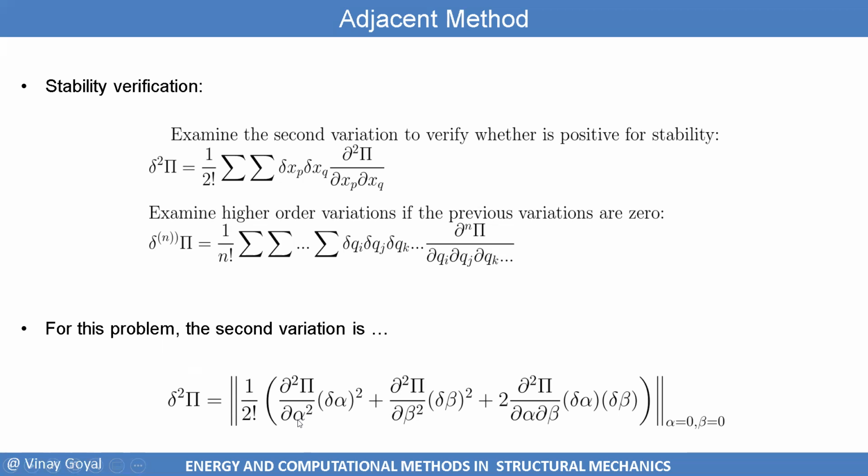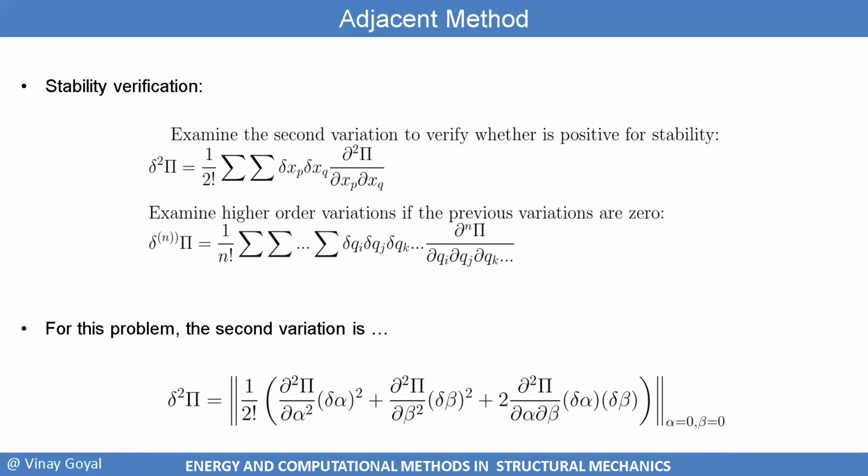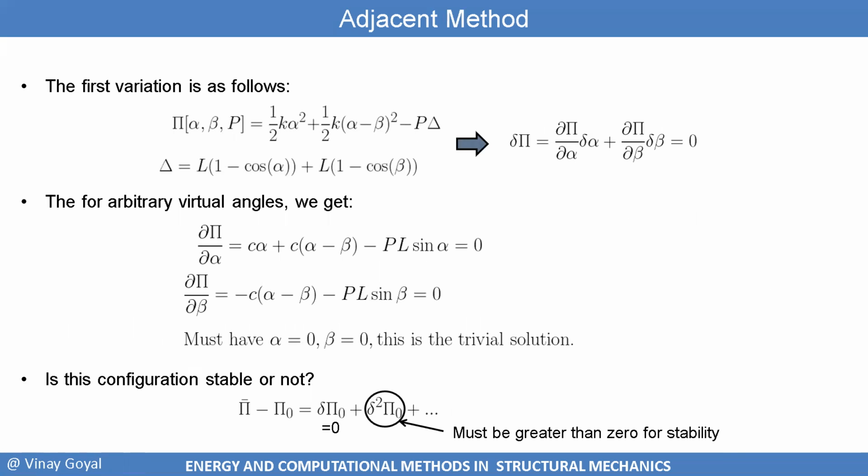There's d squared pi with respect to alpha squared, del alpha squared, and so forth. And we evaluate these at alpha equals 0, beta equals 0 to see what's going on. That's one approach that's typically used to determine the nature of the stability.